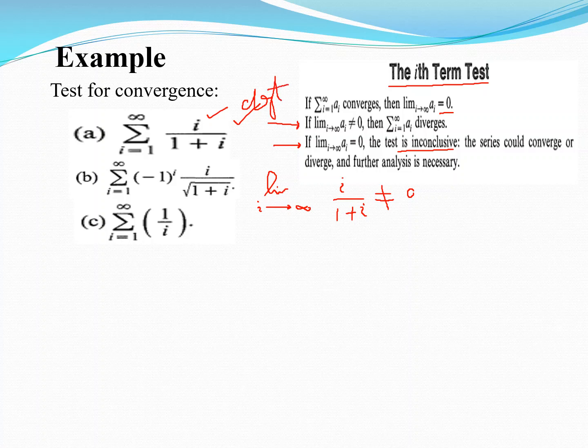Now, if we want to find the result about the B part, again, this is ai, and we calculate the limit as i approaches infinity. This is the absolute value, and this part can be again tested. This will also diverge because the limiting value will not approach 0.